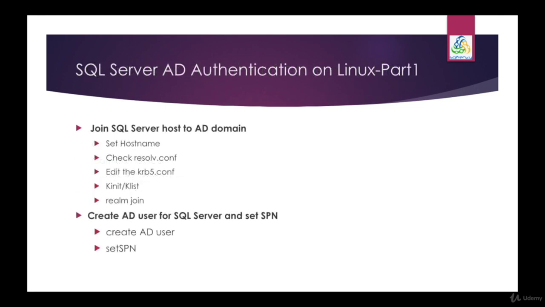In the first part, we'll be covering joining the host to the AD domain through the command realm join. Here we'll be doing some basic steps like setting up the host name. We will do it by using hostnamectl set-hostname. Then we'll check the resolv.conf to check the DNS server details are correct or not. Further, we will edit the krb5.conf file, which is the most critical part of this configuration, we can say. We have prepared this krb5.conf file based on our experience and request you to do the same for your setups.